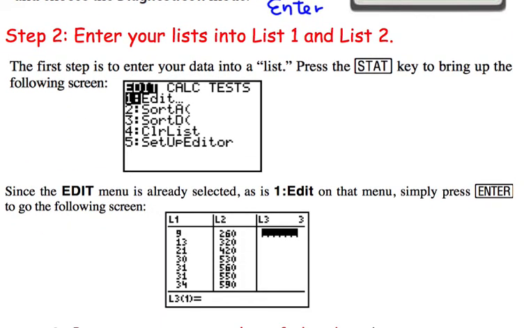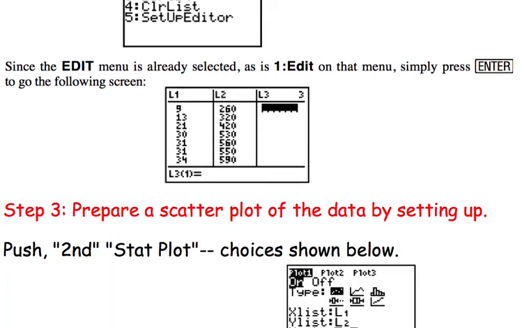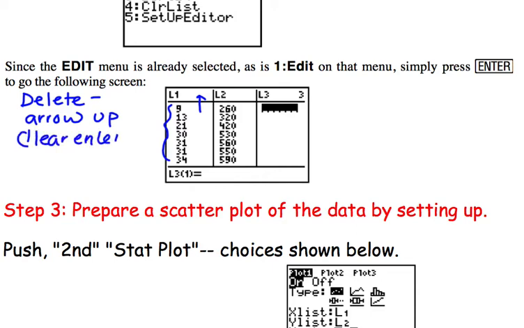All right, so now we're going to go ahead and enter in our data points into our list. So the first step is we're going to go ahead and push the stat button to bring up this screen. And we're going to keep it on the edit mode. Now we're going to go ahead and enter in some numbers into our list. So if there are list numbers already in here, you'll want to clear them out. So to delete, you arrow up to the cursor that says list 1, and then clear and enter. And that'll delete out anything in the list.